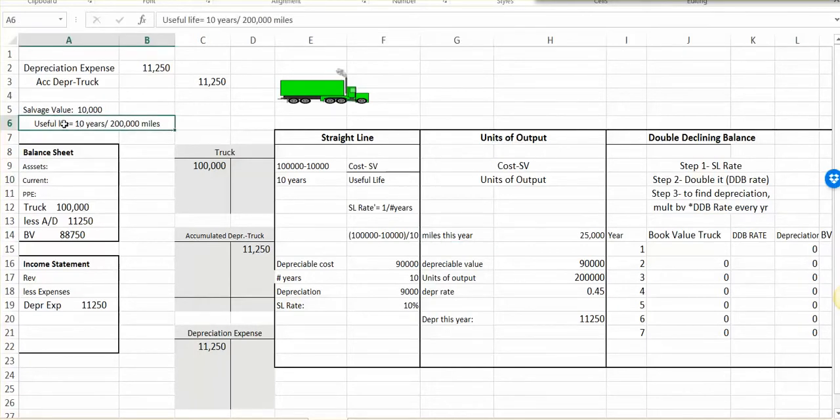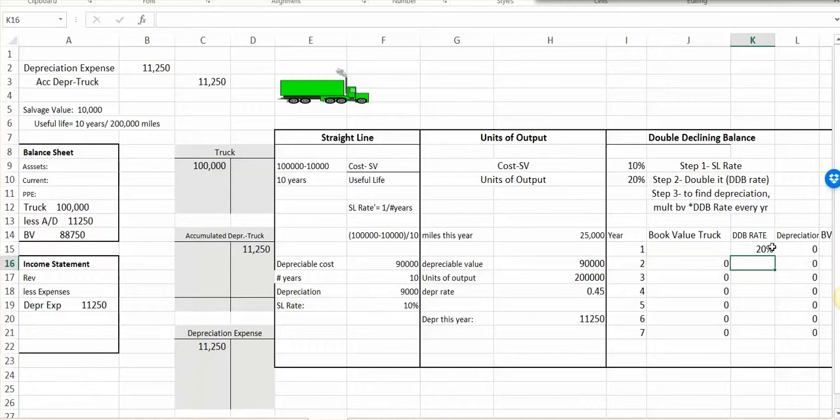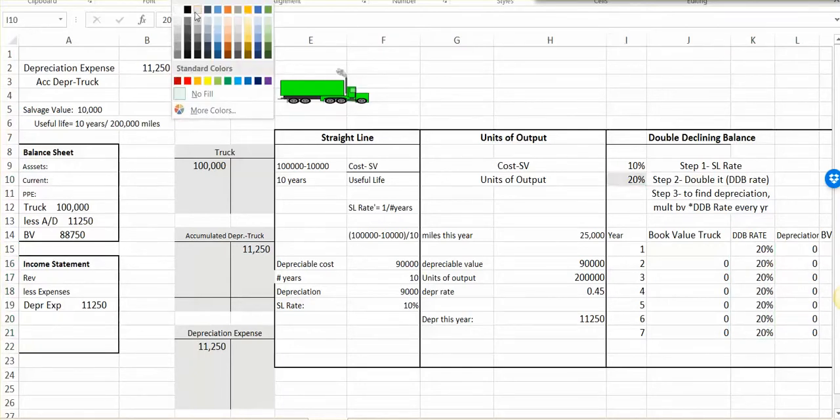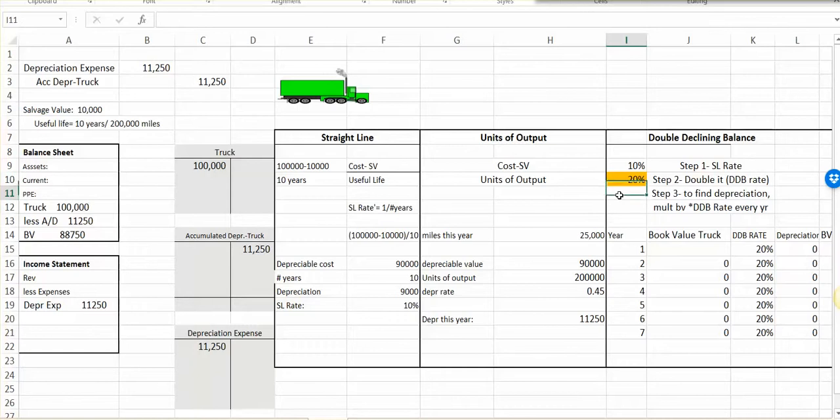First of all, the useful life of this asset is 10 years. And so to find the straight line rate, you'll just say 1 divided by 10 is 10%. Make that into a percent. And then when you double it, that's 20%. So here in the chart, you're going to use 20% all the way down. Every year, you'll multiply the book value by 20%, because that is the double declining balance rate. Step number 3, to find depreciation, you'll multiply the double declining balance rate by the book value, BV, every year.